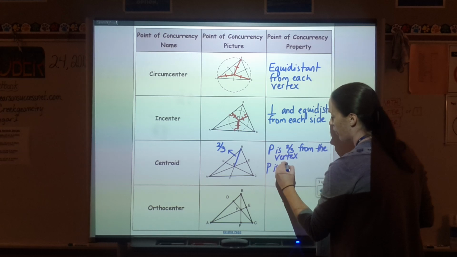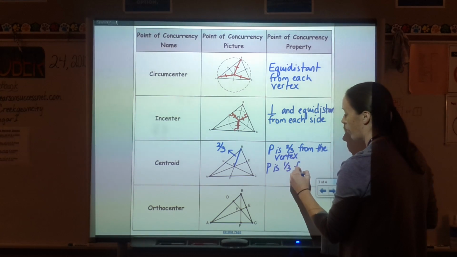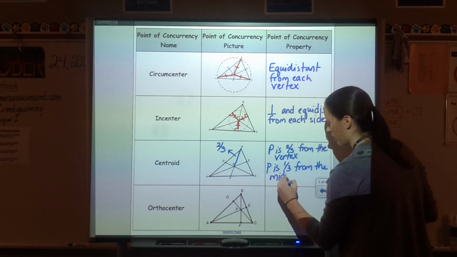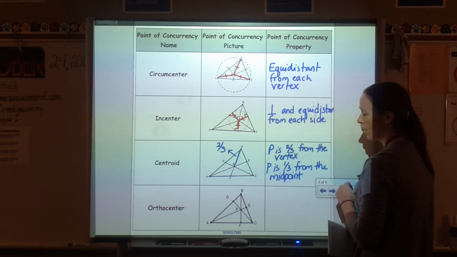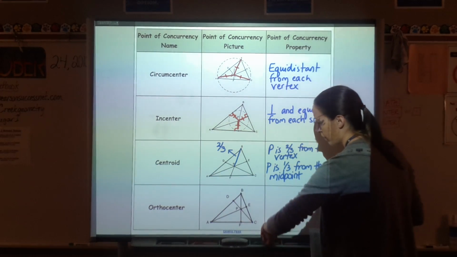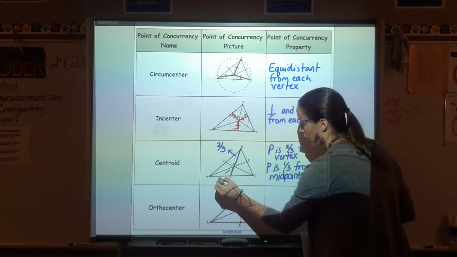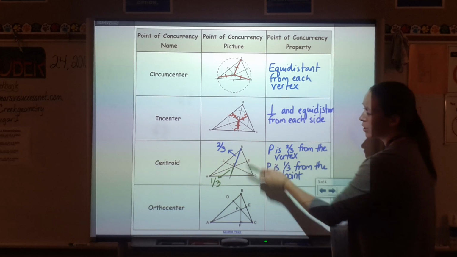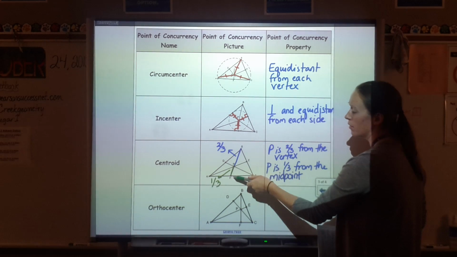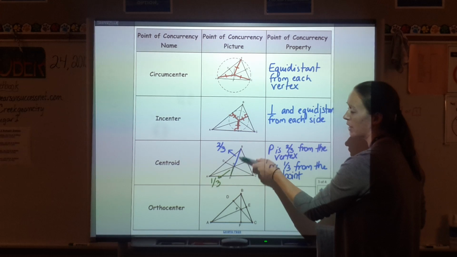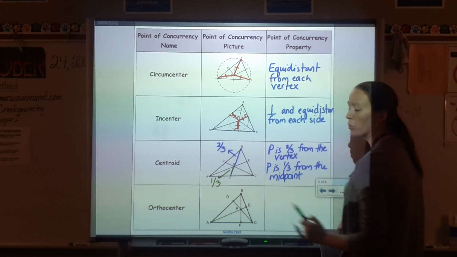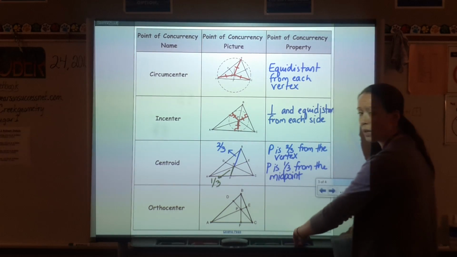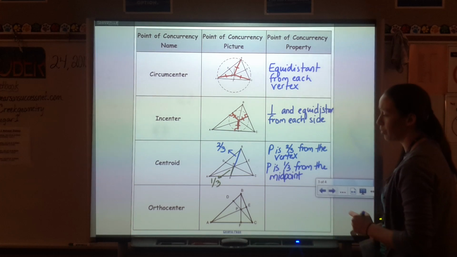Next, P is 1/3 the length from the midpoint. Which means that that point P to F, that represents 1/3 of the overall length of the median. So if our median was 15 units long, B to P would be 10 units, and P to F would be 5 units. We have that 2/3, 1/3 split, and you'll be doing lots of practice with that Friday and Monday coming up in this unit.